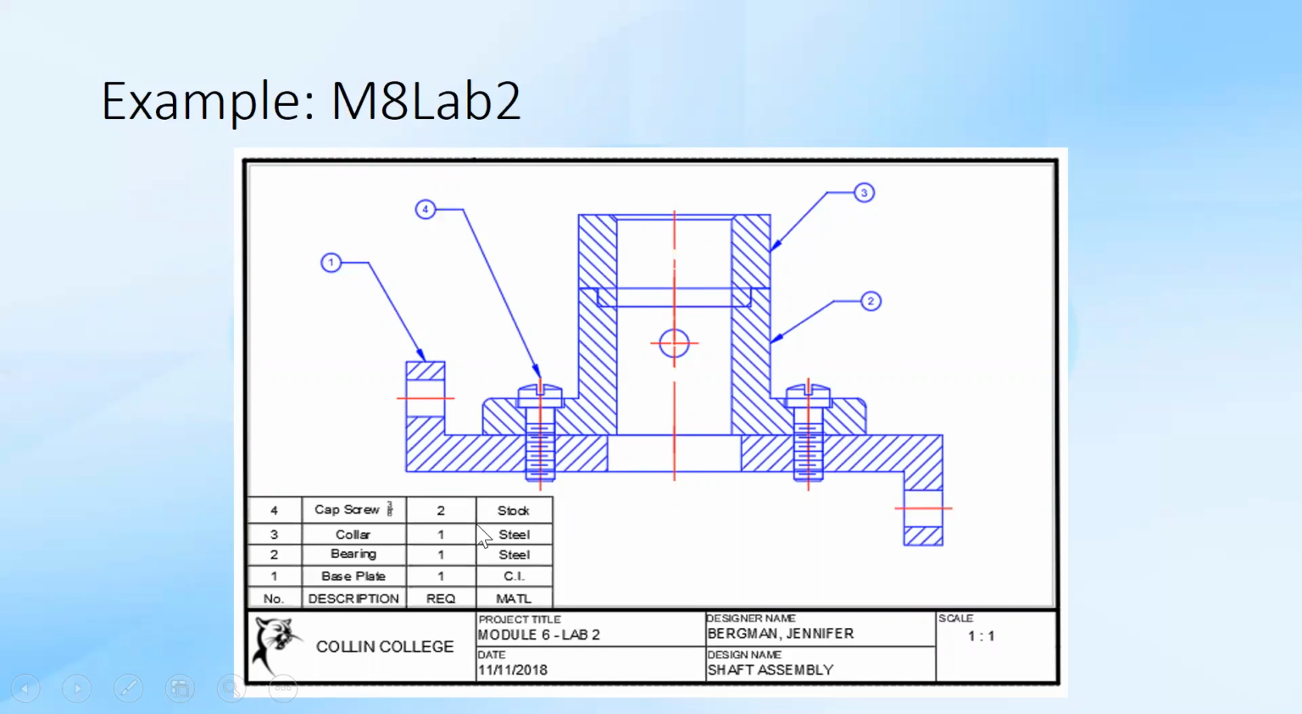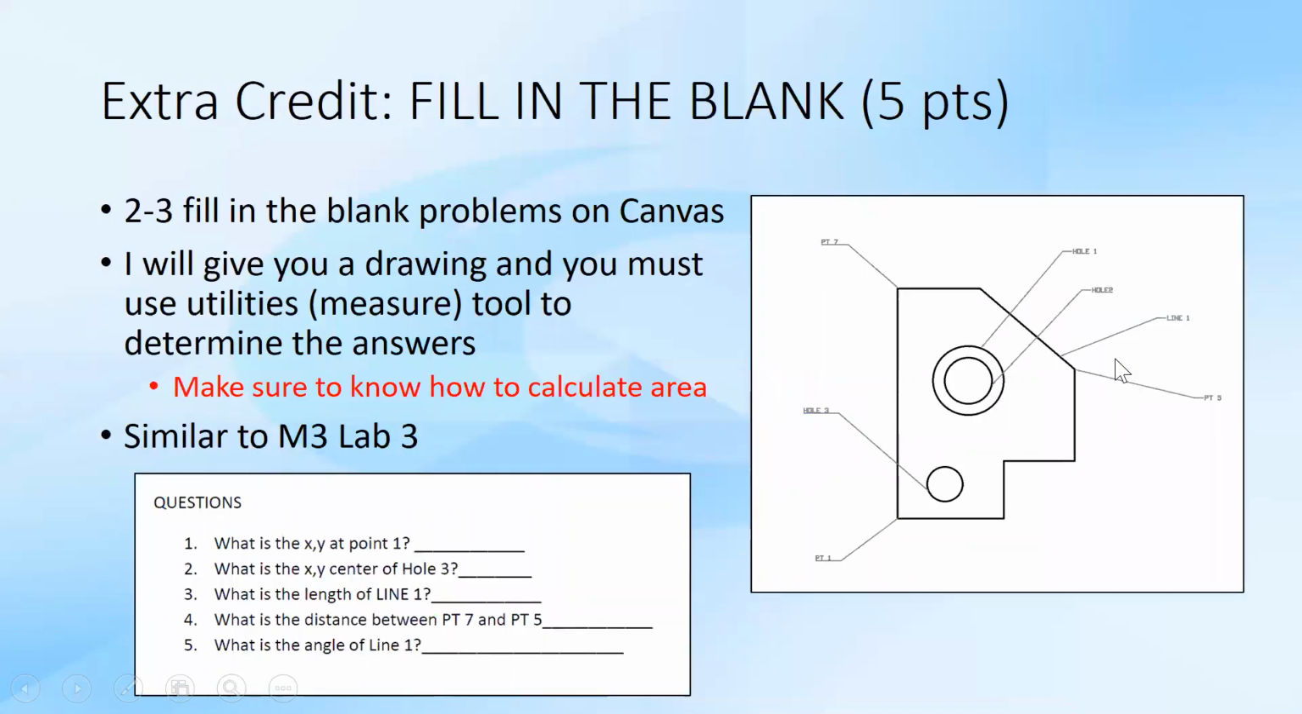You'll have to add this table here. You'll have to add multi-line text. Here we used attributes to do that. It's going to be different. You'll just be adding, go to Annotate tab and add multi-line text for that part. Then you'll have extra credit opportunity. It'll be 2 to 3 fill in the blank problems. Okay, and you'll also have until Wednesday by midnight to complete this.